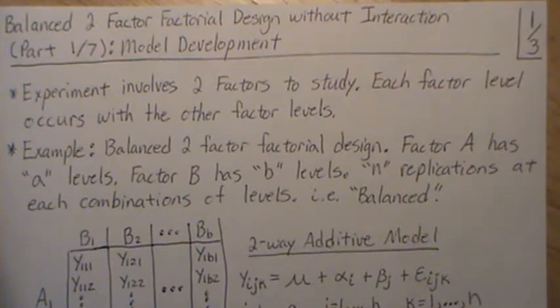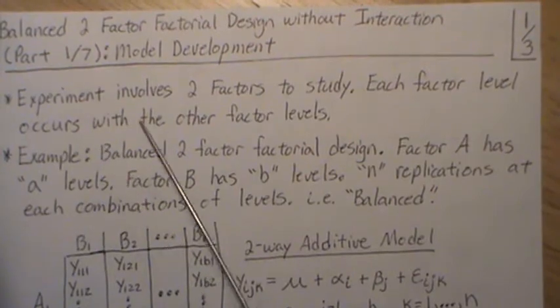Hello, this is the next video in a playlist that I'm calling General Linear Models Design of Experiments. In this playlist, we're creating little mini-series that correspond to the different experimental designs. And this one is a balanced two-factor factorial design without interaction. This is part one of a 7-part series. The first one I'm calling Model Development.